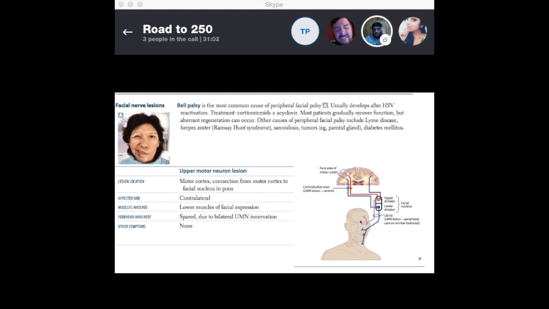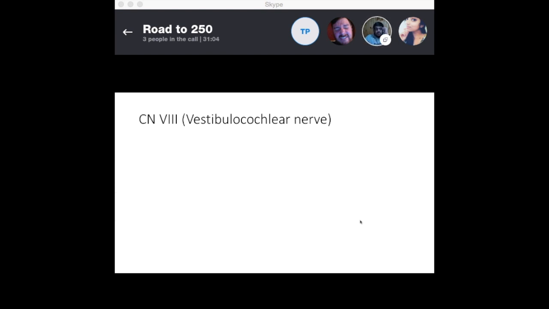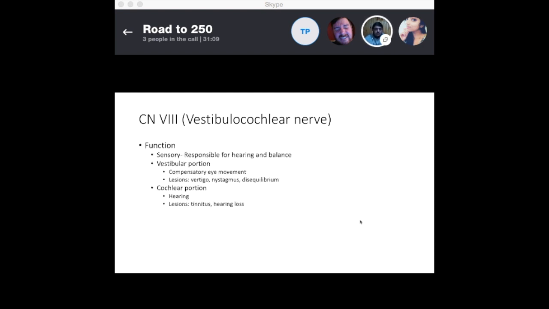All right, so cranial nerve 8 is your vestibulocochlear nerve. The function is responsible for hearing and balance as a sensory nerve. The vestibular portion handles compensatory eye movements, so if you have a lesion, you're going to get vertigo, nystagmus, or disequilibrium. The cochlear portion is basically your hearing, and if you have lesions, you get tinnitus or hearing loss. For tests, you can do a hearing test and a nystagmus test for balance problems. It exits the skull through the internal auditory meatus.